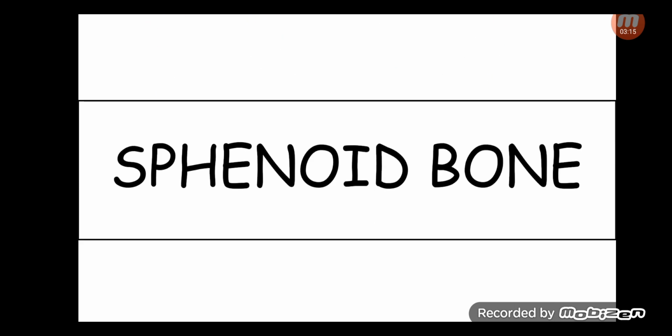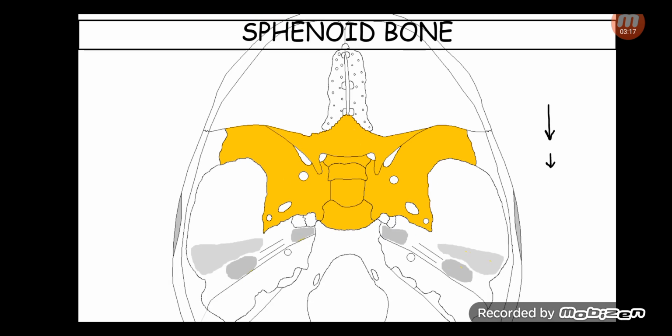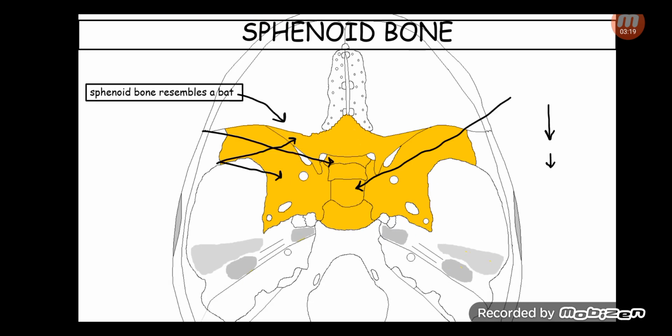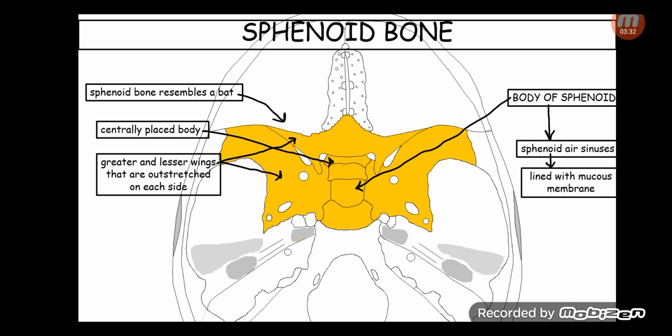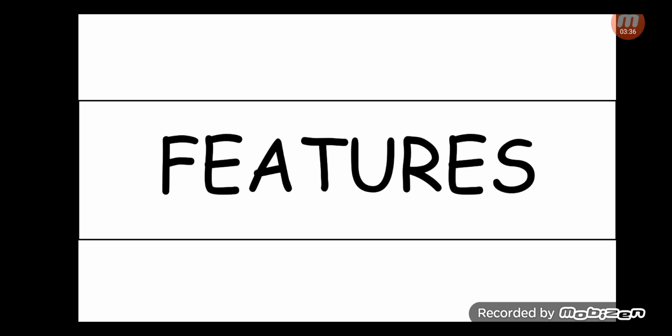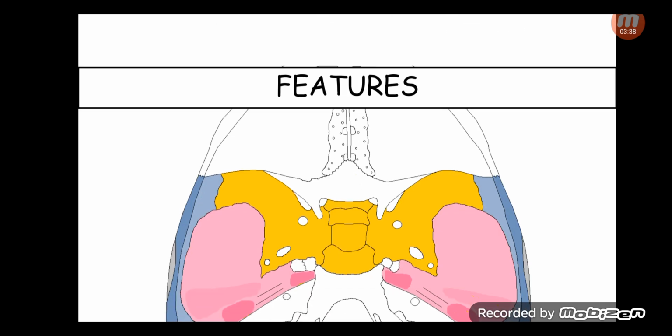Moving forward to the sphenoid bone, that is a very important bone in the middle cranial fossa. It resembles a bat, with a centrally placed body, and it has greater and lesser wings that are outstretched on each side, and that's the reason it resembles a bat. The body of the sphenoid contains the sphenoid air sinuses that are lined with mucous membrane. Now we will talk about the features of the middle cranial fossa.